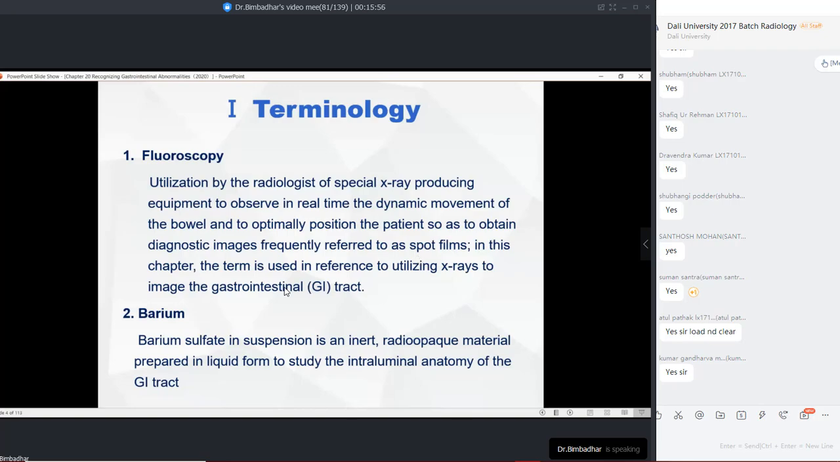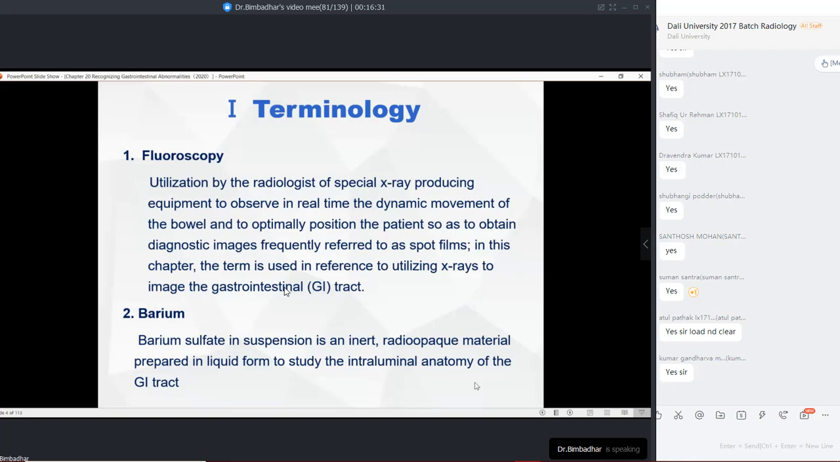Like I said, barium sulfate is the contrast material that is used. Barium sulfate is an inert, radio-opaque substance prepared in liquid form, and it is ingested by different routes, mostly oral, and sometimes we also do it by rectal administration. And why do we use that? We use that to study the intraluminal anatomy of the GI tract.